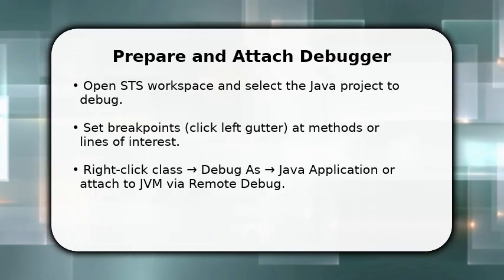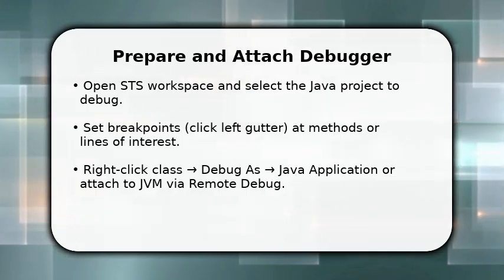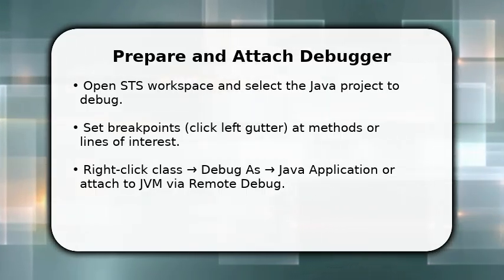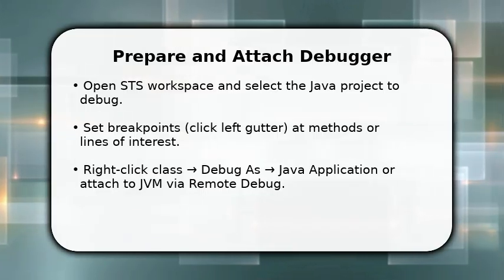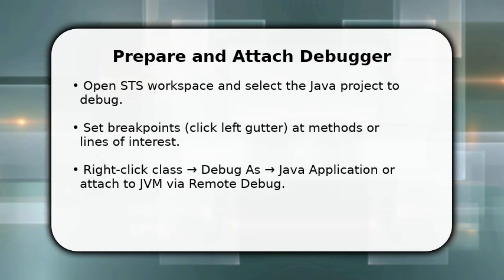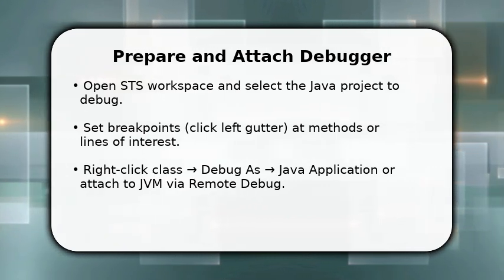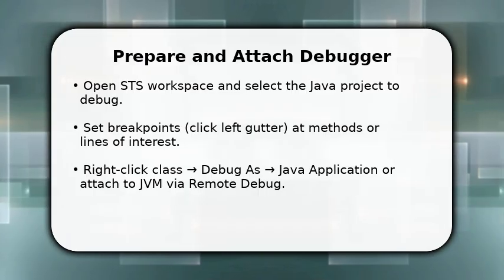Right-click the main class and choose Debug As > Java Application, or if using an external JVM, attach via remote debug with host and port. This gets the debugger connected and ready to control execution, so you can inspect real runtime state.